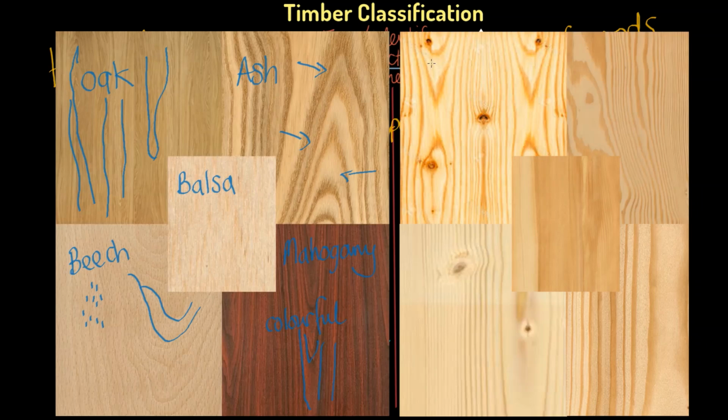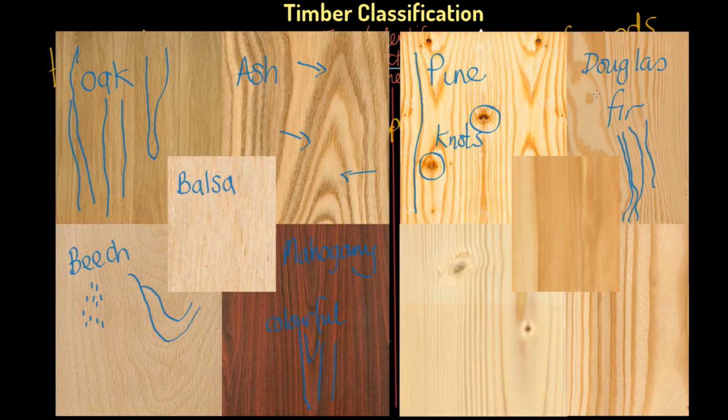Over here, we've got just a general picture of pine. You can see it does have a distinctive grain, but it also has quite a lot of knots in it. This is where the branches have grown out from the tree. And you can see all these pines are generally the same sort of colour. This one is Douglas fir. And again, it's got changes in its grain structure, which make it interesting.